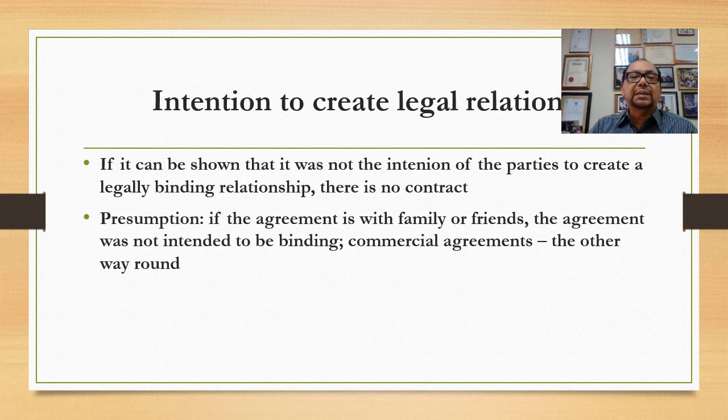Intention to create legal relations. Okay, if it can be shown that it was not the intention of the parties to create a legally binding relationship, there is no contract. You want to offer, the other wants to accept, but there's no intention for both parties to be bound. So there's no contract. You must have the intention. What do I mean when I say I intend to sell the car to B? That means my intention is to sell the car to B.